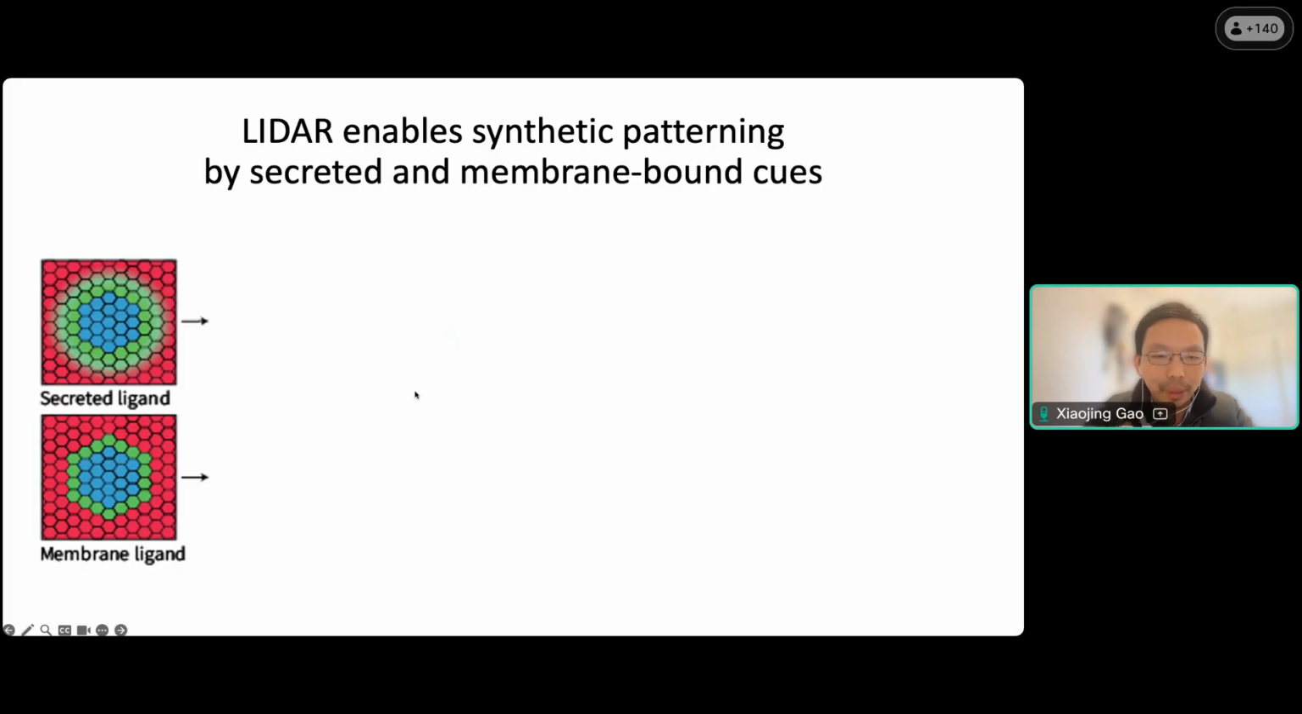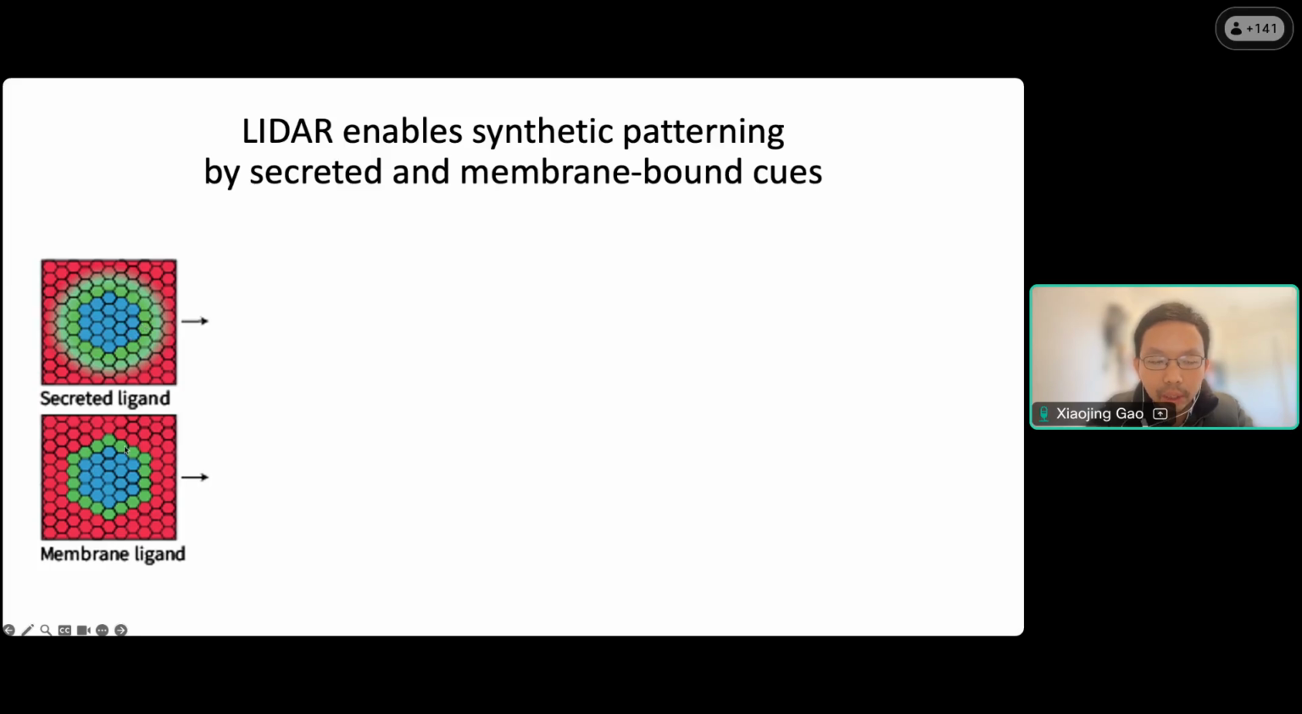And also, we've heard a lot of inspiring talks about the niche. We are obviously not there yet, but in a synthetic situation, we're asking, can we use LiDAR to detect different kinds of different physical forms of ligand? So we placed the sender cells, the blue cells in the middle, and we placed the receiver cells that make all the LiDAR components on the outside, that's the red cells. And the sender cell either makes the ligand that diffuses out towards the outside, or the ligand is tethered on the surface of the sender cell. And so in these cases, you expect different spatial distribution.